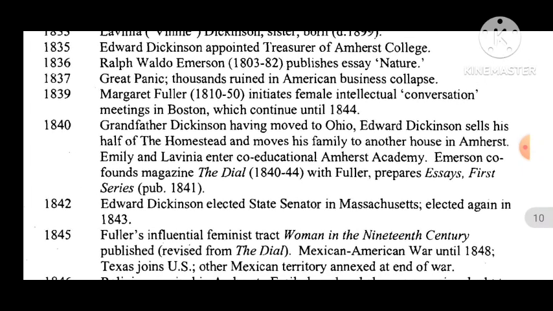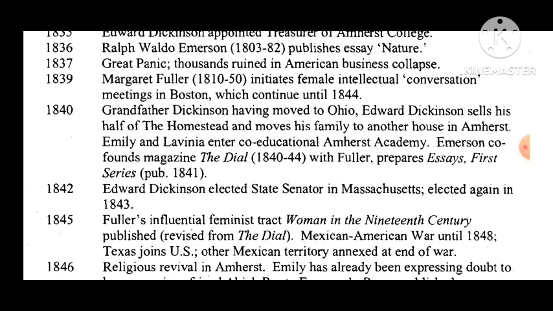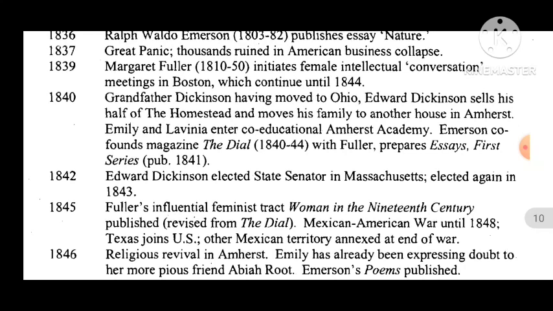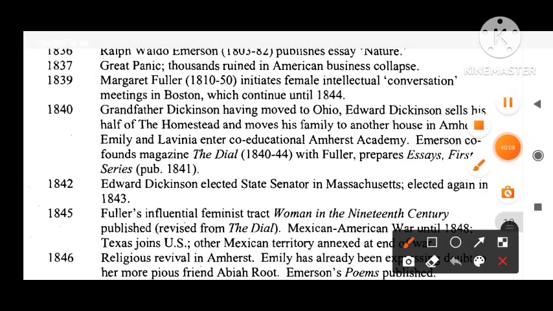So 1840, grandfather Dickinson having moved to Ohio, Edward Dickinson sells his half of the homestead. Here is a main key point you can note down. That is 1840, grandfather Dickinson having moved to Ohio, Edward Dickinson sells his half of the homestead and moves his family to another house in Amherst.